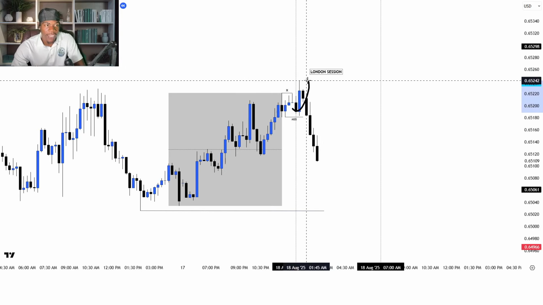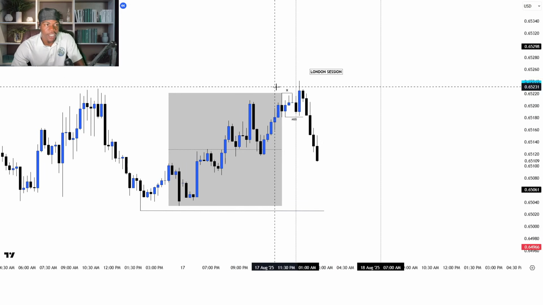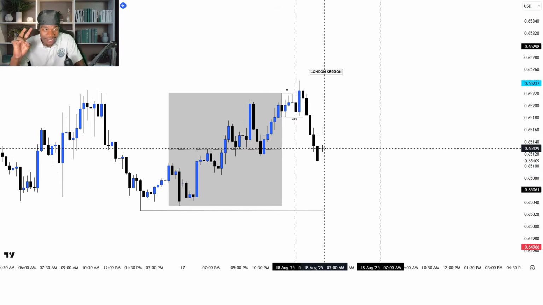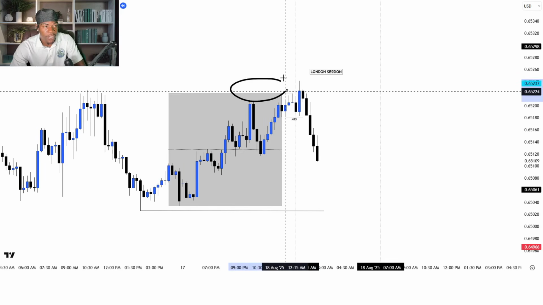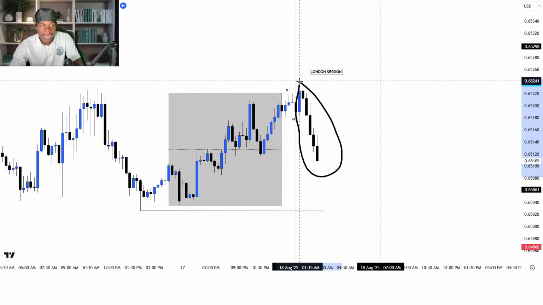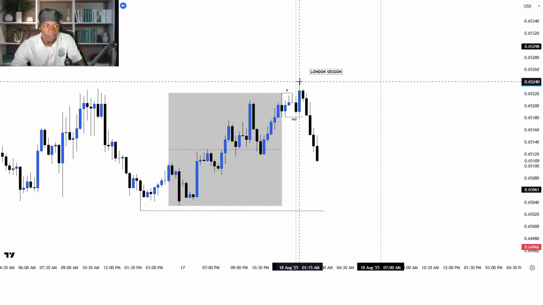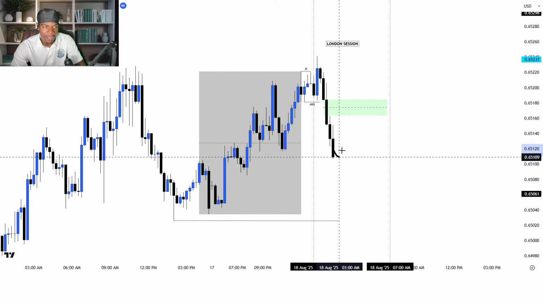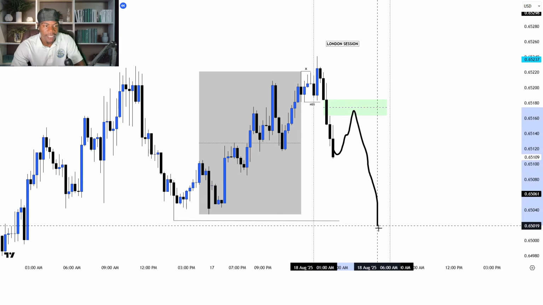Price already rallied higher to clear this Asian session high, and now we're getting our displacement move. That's the second thing we're looking for, the displacement. So you have your liquidity sweep, then your displacement move. Now we're looking for the entry point. This right here is our fair value gap. This is where we want to see price pull back, mitigate our zone, and then extend lower.